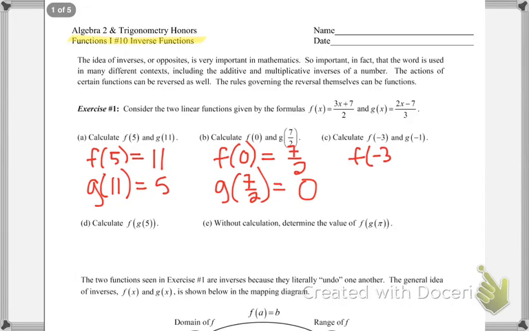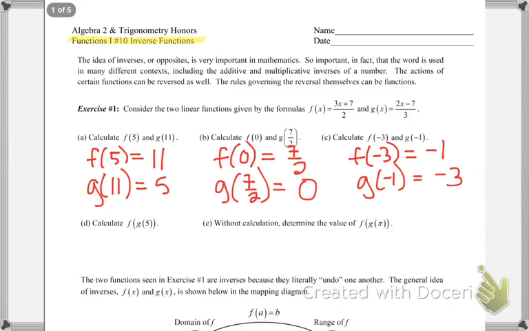If you store -3 into f, we get -1. If you store -1, you'll see you get -3. You should see a pattern start to arising here.